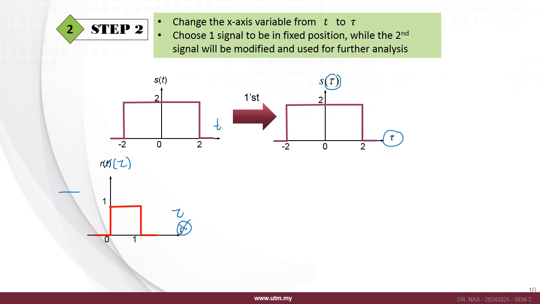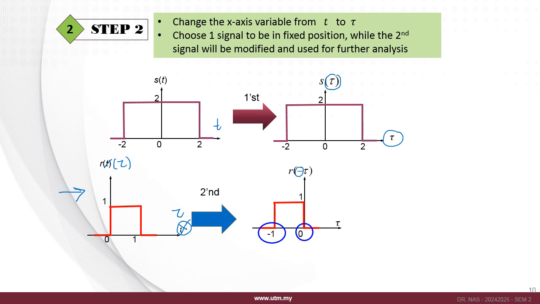So in this case, the r(tau) needs to be inverted in tau. So now it becomes r(minus tau), the signal being flipped. Okay, so this is more or less similar to time inversion. So the signal is being flipped.